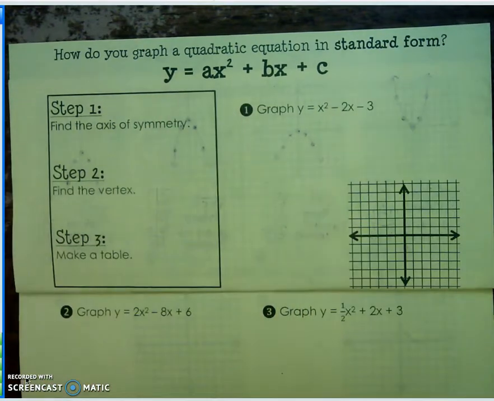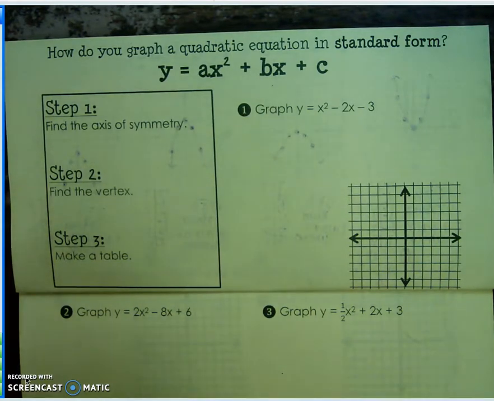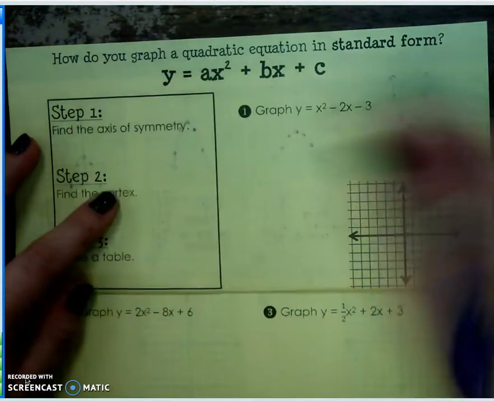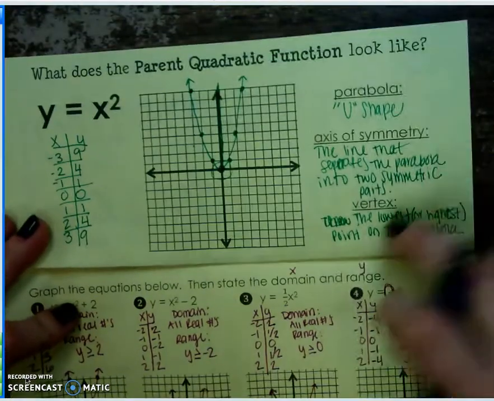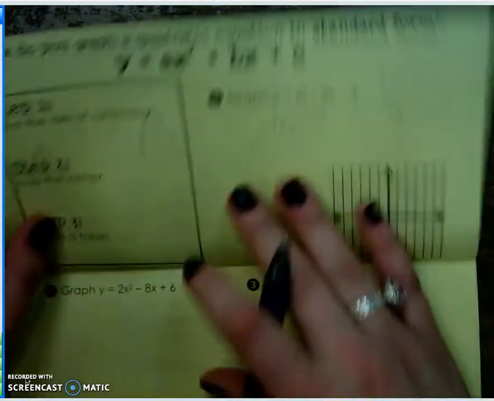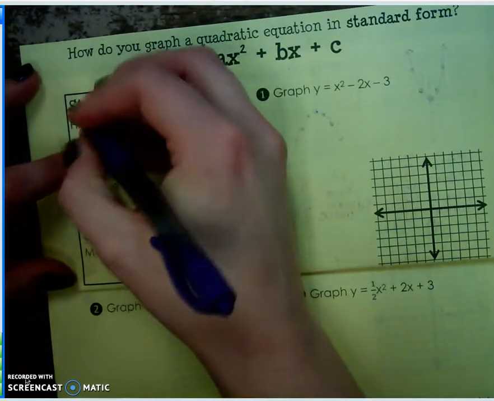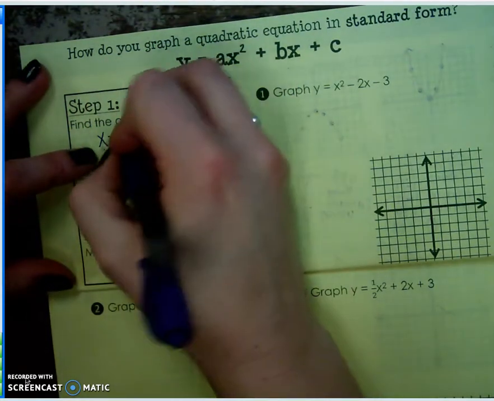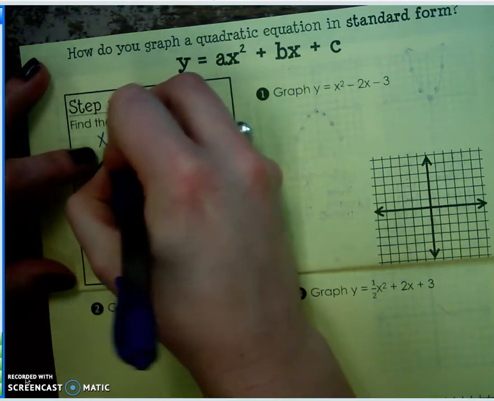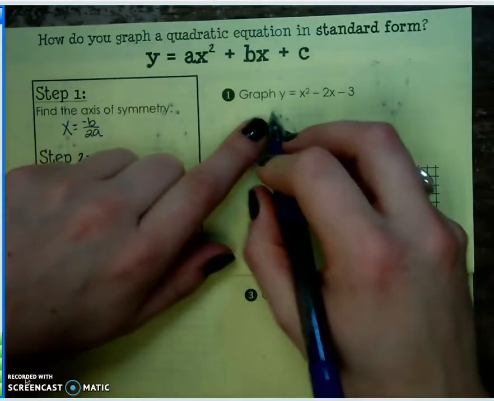All right, so there's three things that you're going to do in order to graph these equations. Step one, the first thing that you have to do is find the axis of symmetry. Okay, so that's, like we said back here, that line that separates the parabola into two symmetrical parts. We have to find where that line is first. The way we're going to do that is by setting x equal to negative b over 2a, or 2 times a.